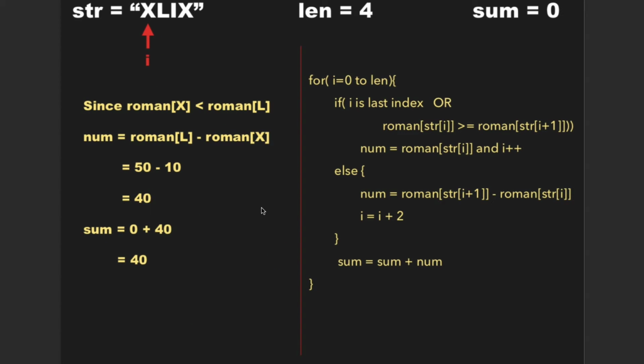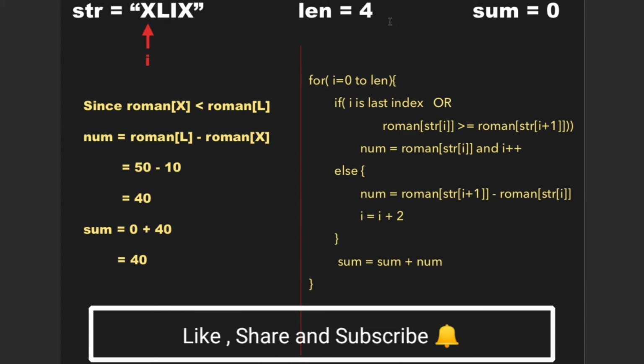So let's begin with the approach with an example string XLIX, whose length is 4, and let us declare a variable sum as 0. So the algorithm is as follows. For i equal to 0 to string length, if i is the last index or the value of the ith character is greater than or equal to the value of the i plus 1th character, then num is equal to the value of the ith character and we increment i. Else, the value of num is equal to the value of the i plus 1th character minus the value of the ith character and we increment i by 2. And finally, we add num to sum.